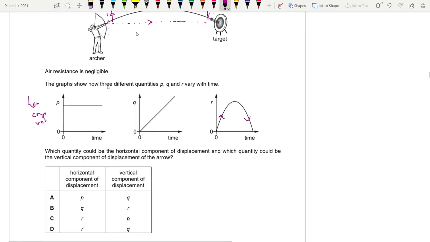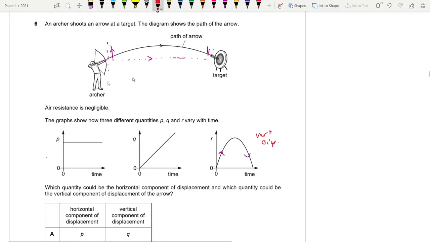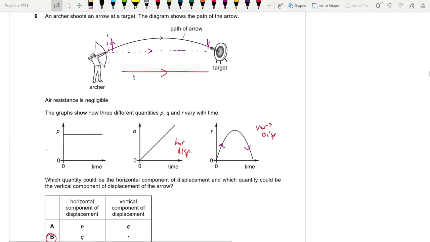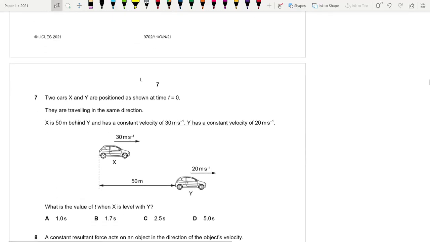So R must be the vertical displacement, right? And what about the horizontal displacement? It keeps on increasing as you go to the right, right? So it's actually B. Okay, so 6 is B. Hope you understand. Now let's go to number 7.